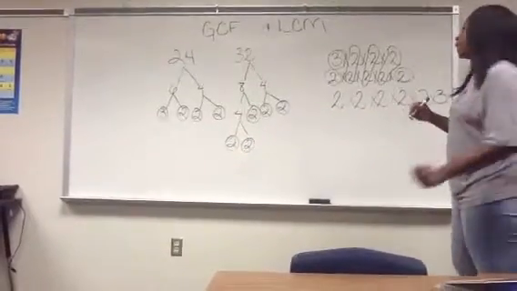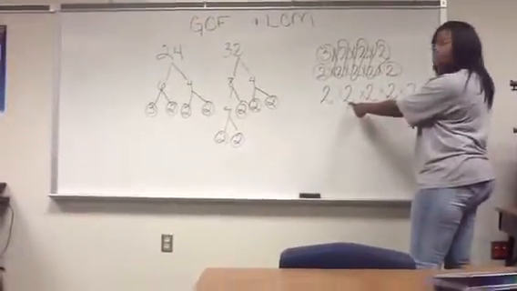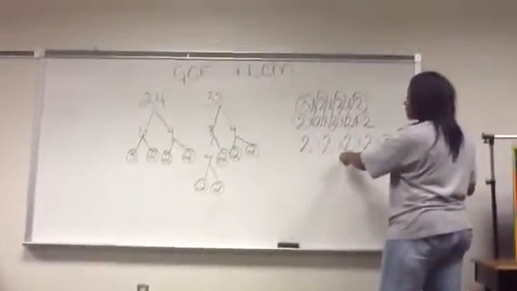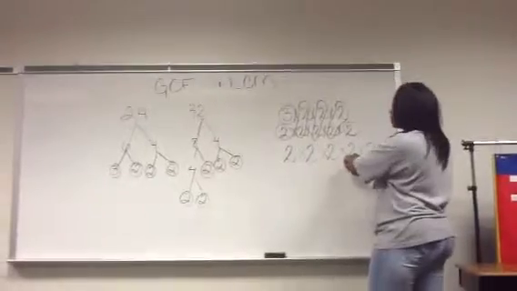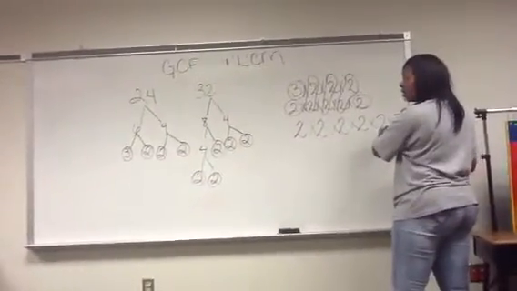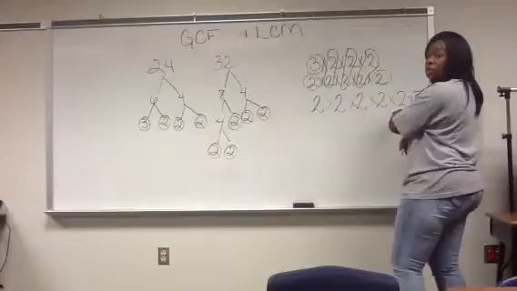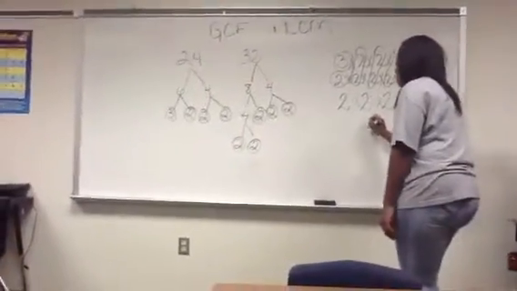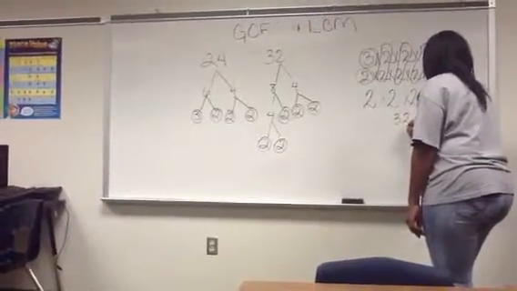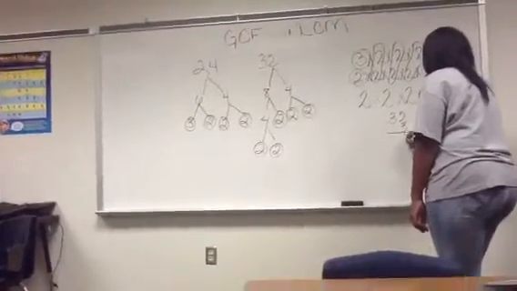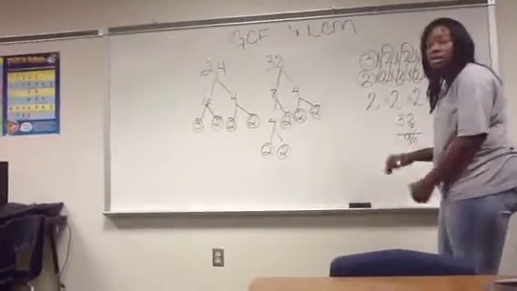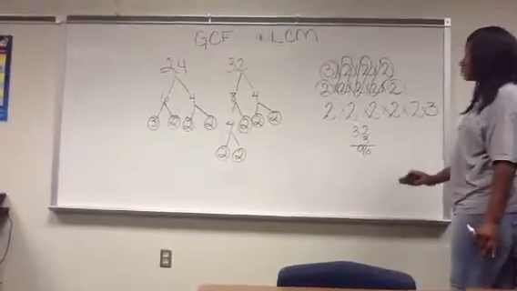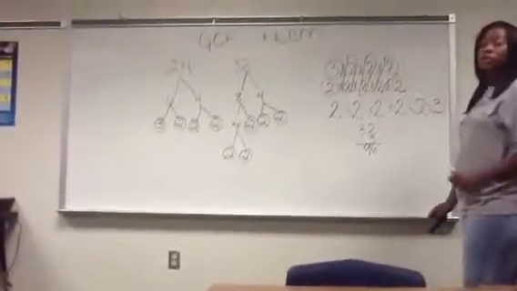Now, let's multiply it out. 2 times 2 is 4. 4 times 2 is 8. 8 times 2 is 16. 16 times 2 is 32. And 32 times 3 is, I'm going to have to multiply that one out myself. 32 times 3 is 96. Thank you, camera person. 96. So our least common multiple for 24 and 32 is 96.